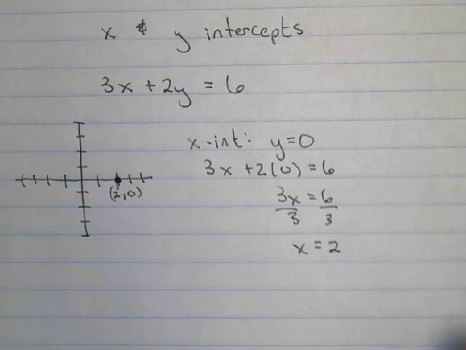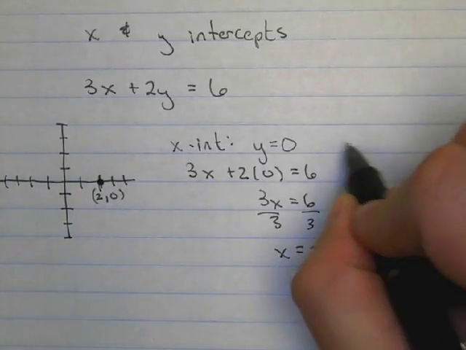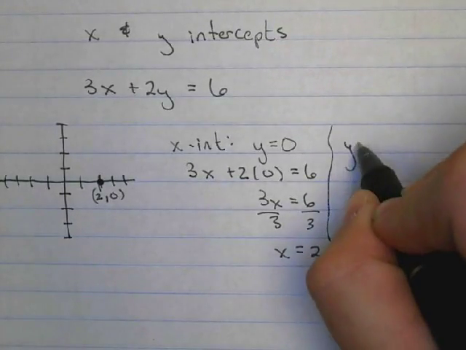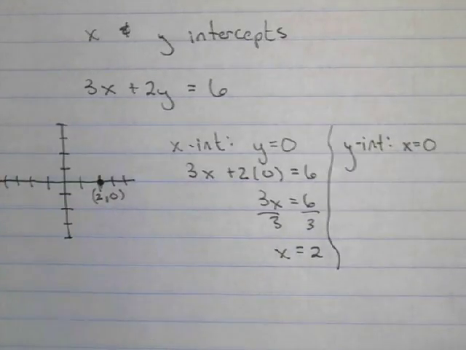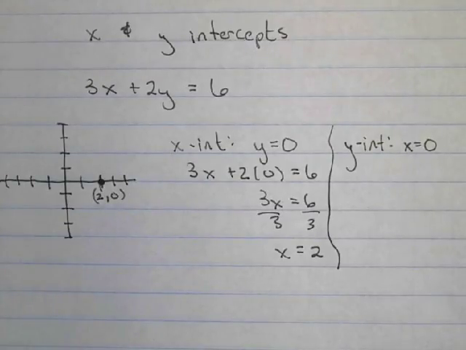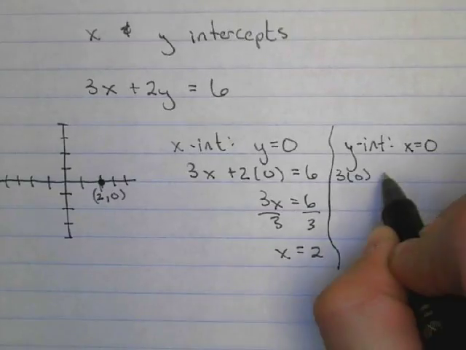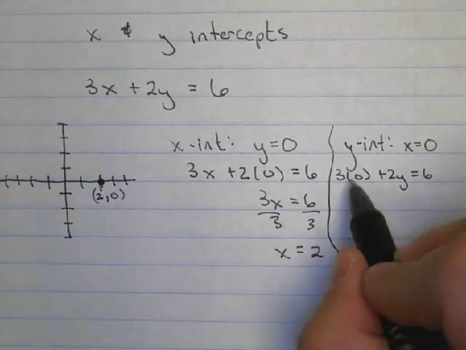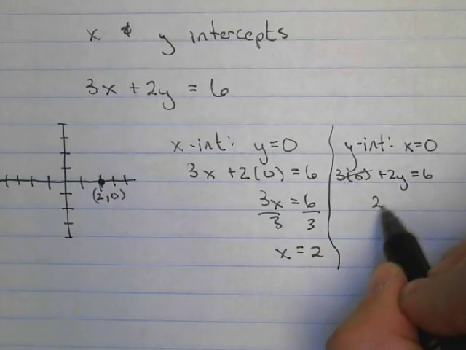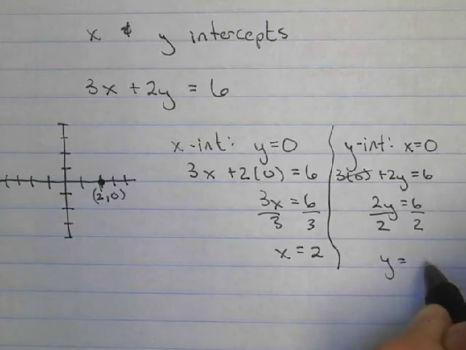For a y-intercept, very similar idea, but instead of y equaling 0, we can say x equals 0. And we'll just plug in 0 for x, substitute in 0 for x, and then solve. So we have 3 times 0 plus 2y equals 6. 3 times 0 is 0, so that cancels. And we have 2y equals 6. Divide by 2, and we find that our y-intercept is at y equals 3.